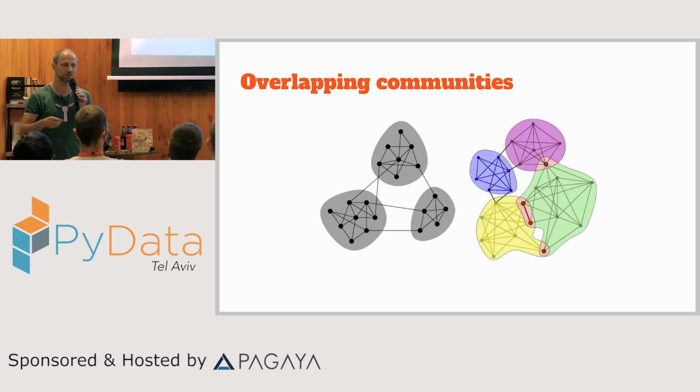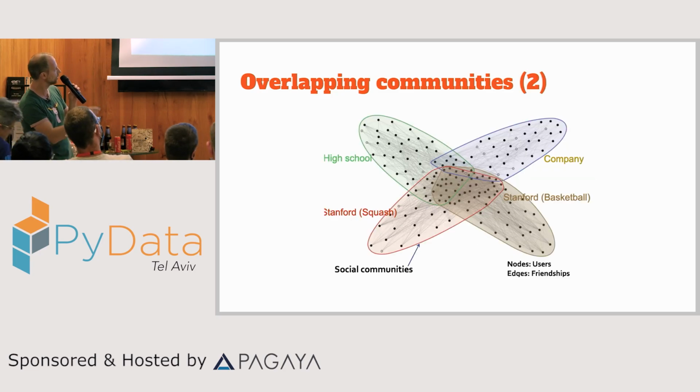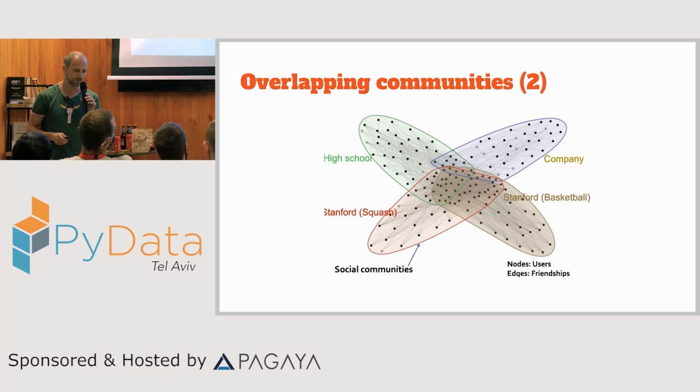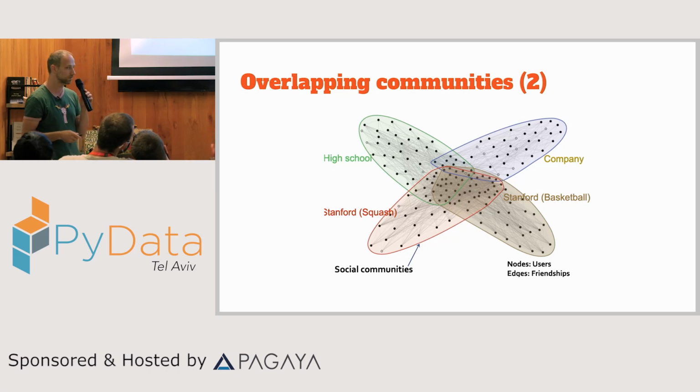which is not really like the real data, right? Our real data doesn't look like the left graph, it's more like the right one. We have overlapping communities, and even more like this one. This is like Facebook social data of some guy, and we have his high school friends and company and Stanford squash and baseball team, and there are a lot of overlappings. These communities, the Louvain algorithm won't find.